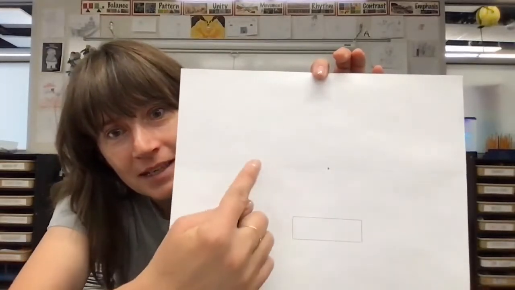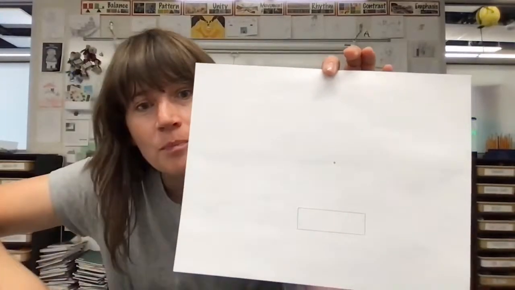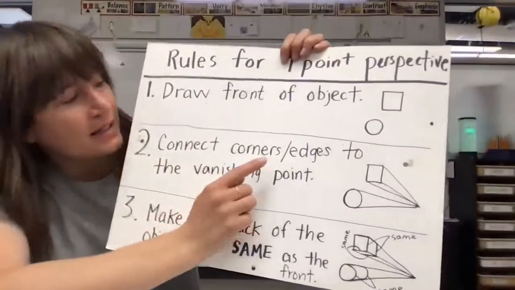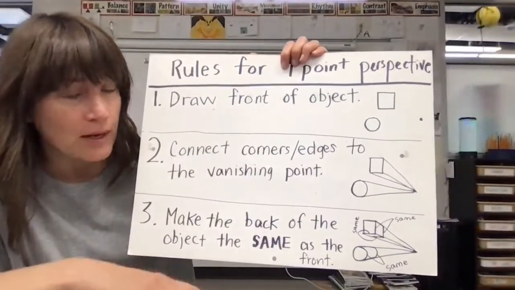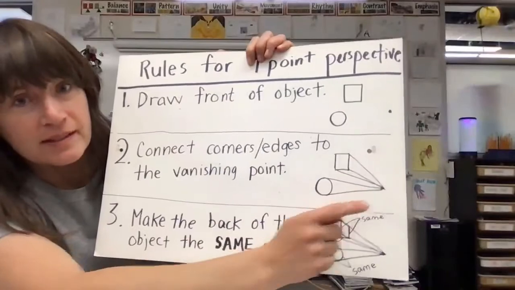a rectangle, a horizon line, and a vanishing point. So our next step, the next rule that we're going to follow, is to connect the edges and corners of that object that we drew, that rectangle, to the vanishing point using some orthogonal lines.